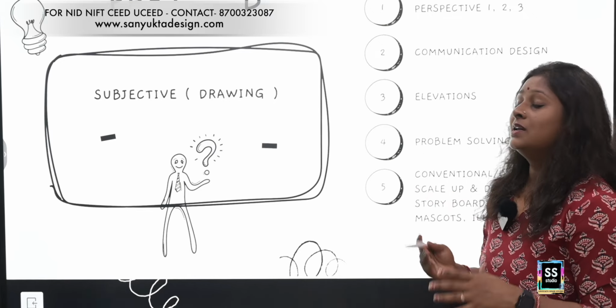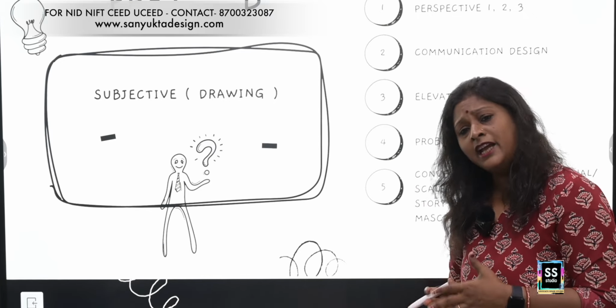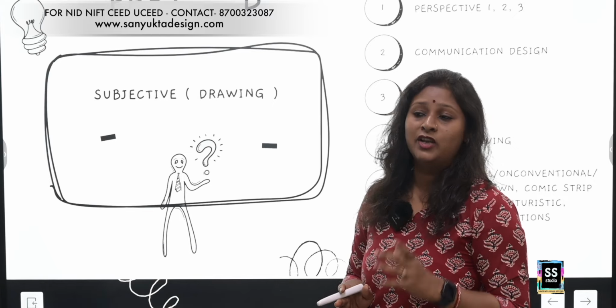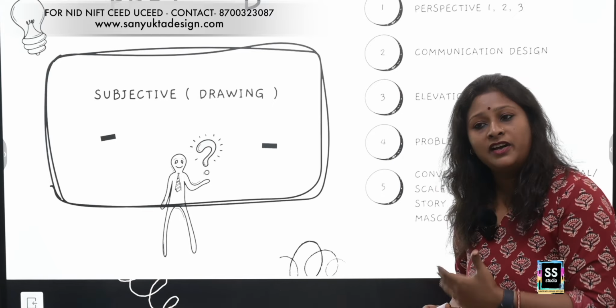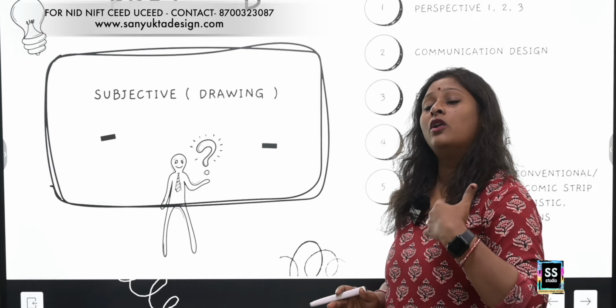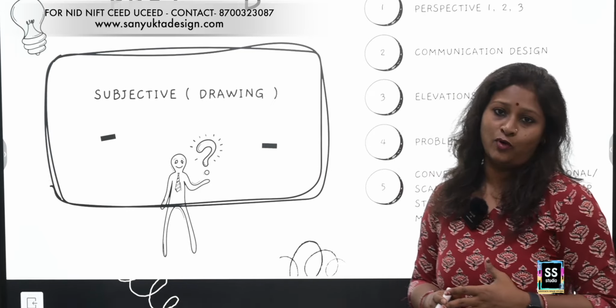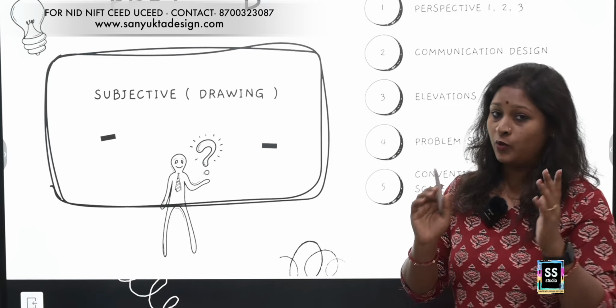Number 4th category is problem solving. In problem solving, you'll be given any product or any image and you'll be asked to identify the problem, or maybe the problem will already be given to you and then you'll be asked to propose the solution to that problem. So there will be questions related to problem solving.